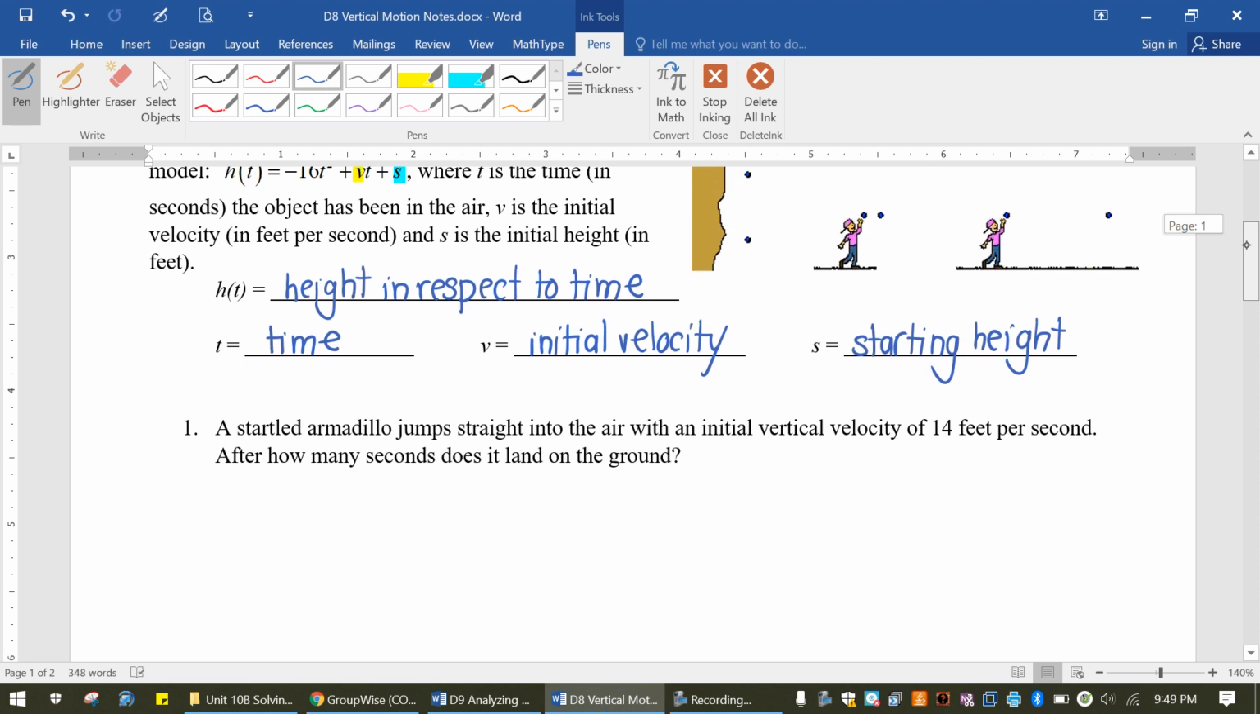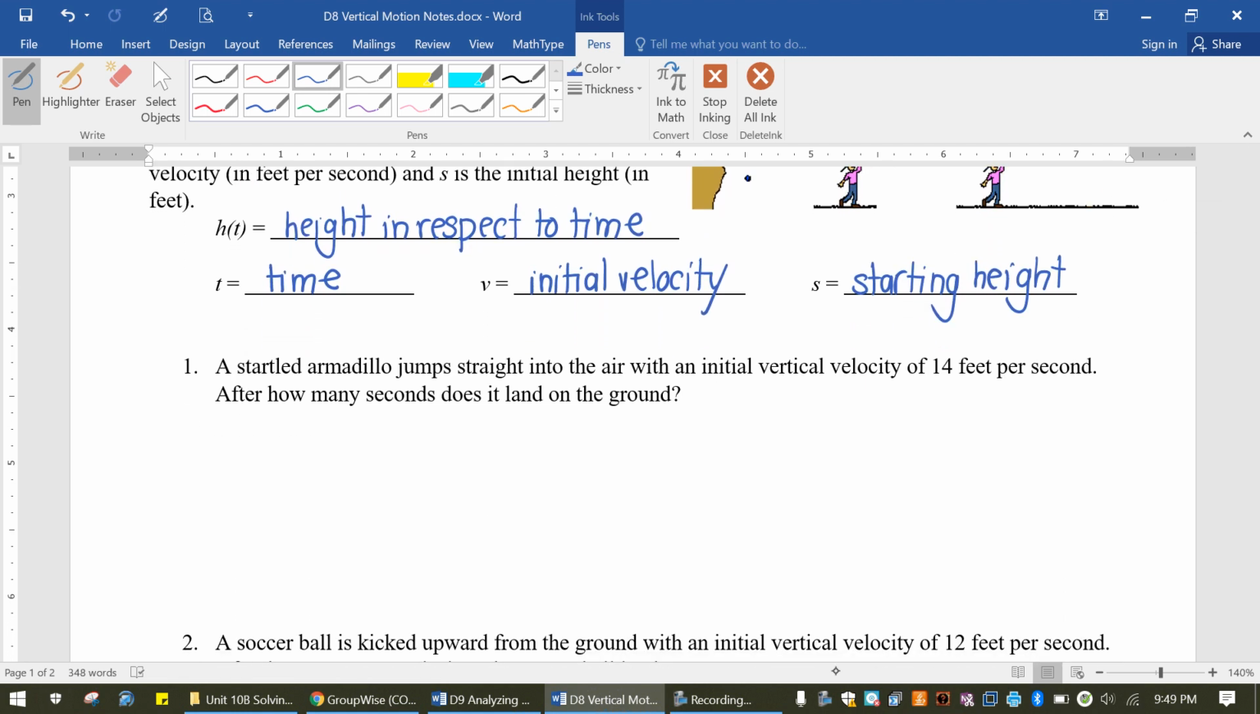All right, so let's move this down here and put this into action with number 1. We're going to start by writing what the model is. All I'm doing here is copying that model that was listed above, and then as we read this question, I'll show you where the pieces go. An armadillo jumps into the air with an initial vertical velocity of 14 feet per second. So your initial vertical velocity is 14 feet per second. That goes right there. So this is your v.